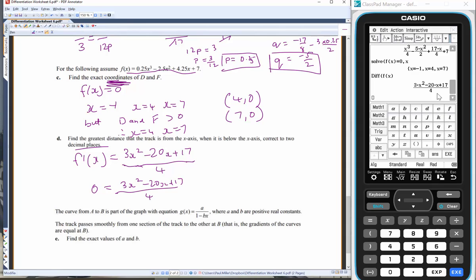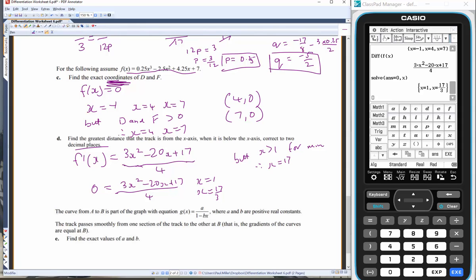So on the calc, we'll just do a solve. Ans equals 0, comma x. Now remember, ans can be found by doing shift and execute. So x is equal to 1, x is equal to 17 on 3. Now we know that x is going to be greater than 1 rather. So we're going to say but x greater than 1 for min. Therefore, x is equal to 17 on 3.